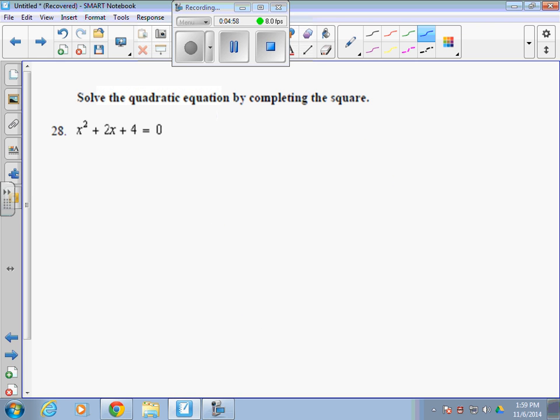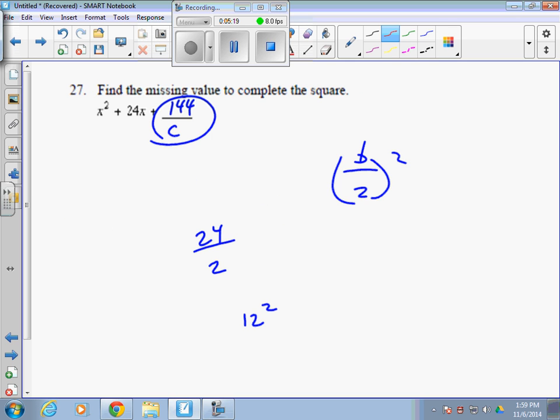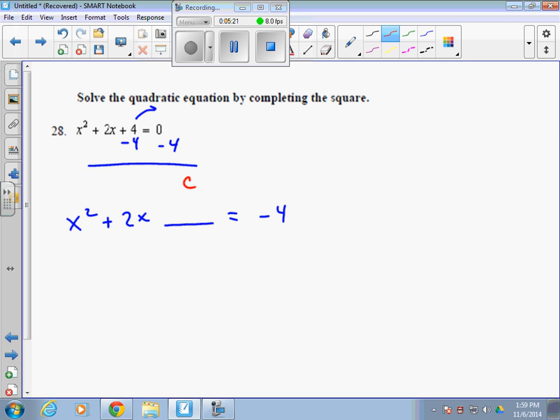28 says solve the quadratic by completing the square. So what we're going to do is move this one over. In order to move it over, we have to subtract 4. So now we have x squared plus 2x plus c, we need a new value, equals negative 4. In order to find a new c, we're going to do just like we did on problem number 27. We're going to take b's value divided by 2 and square it. B's value in this case is 2, divided by 2 is 1, and 1 squared is positive 1. So that's our new c value.